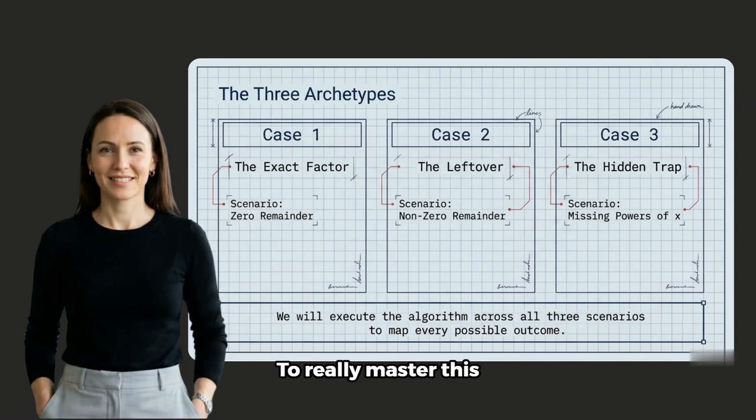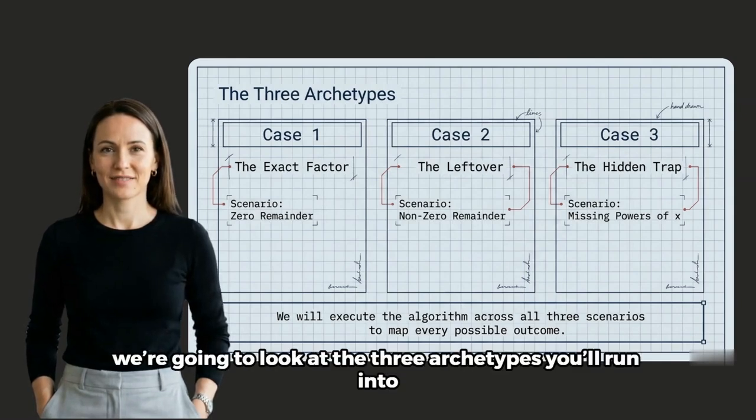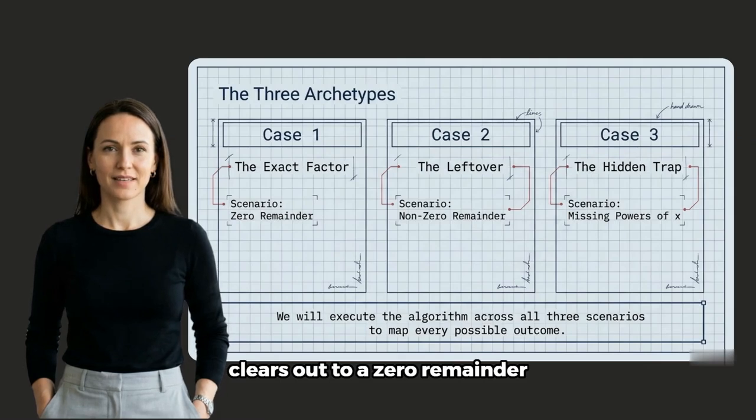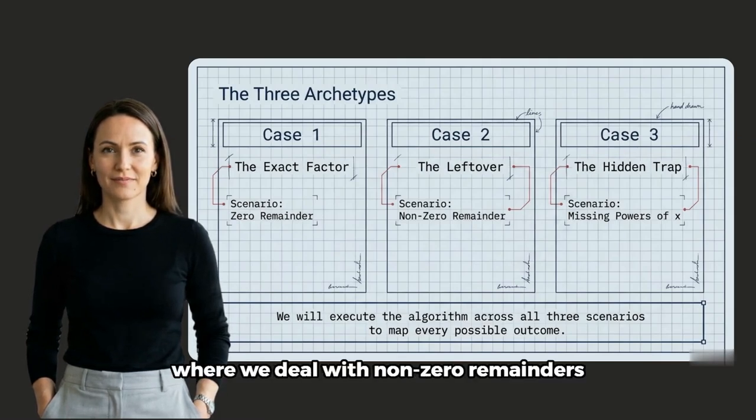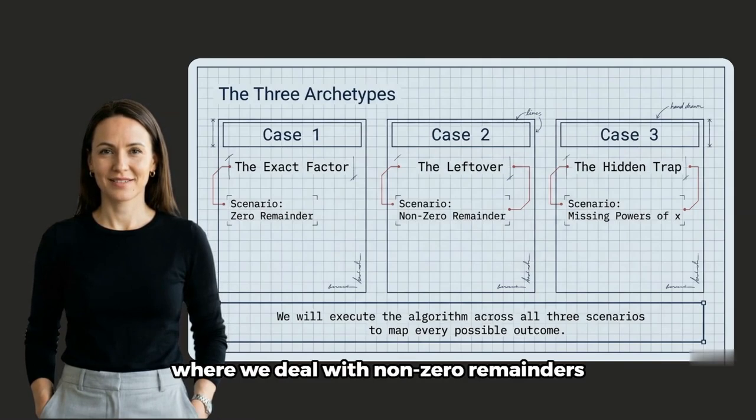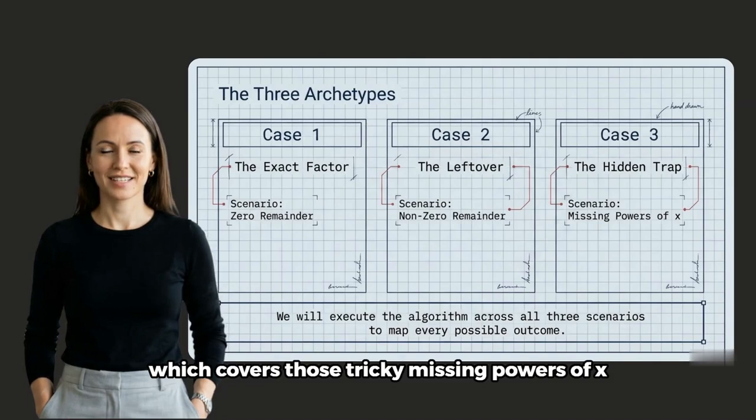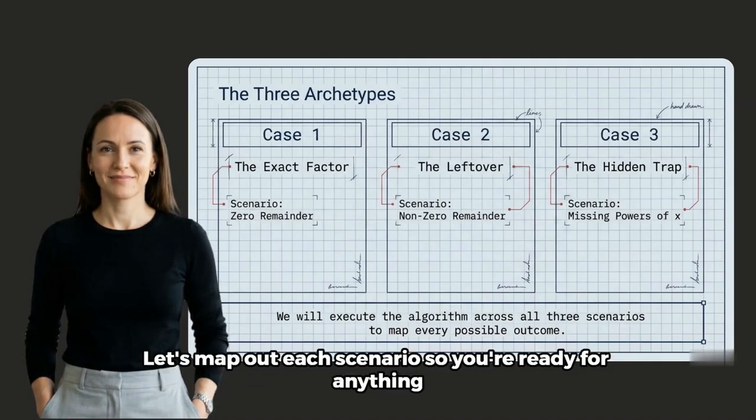To really master this, we're going to look at the three archetypes you'll run into. Case 1 is the exact factor, where everything clears out to a zero remainder. Case 2 is the leftover, where we deal with non-zero remainders. And case 3 is the hidden trap, which covers those tricky missing powers of x. Let's map out each scenario so you're ready for anything.